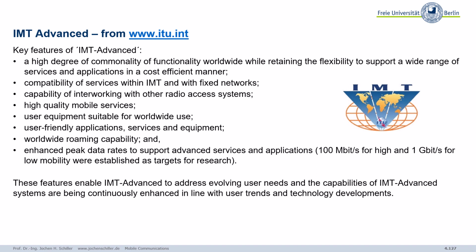Should be compatible to certain services, should interwork with other radio access systems, should offer certain high qualities, worldwide use of user equipment, things we already wanted to have for the third generation, well, roaming, worldwide roaming. And now one of the important features, peak data rates should be something like 100 megabit per second for high mobility, a gigabit per second for low mobility. So that was the target.